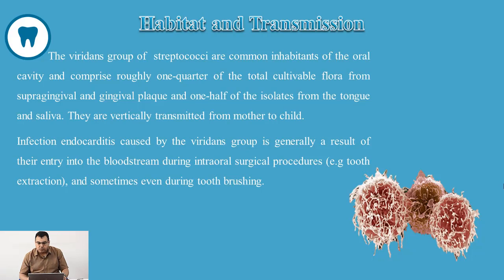Habitat and transmission. The viridans group of streptococci are common inhabitants of the oral cavity and comprise about 1/4 of the total cultivable flora from supragingival and gingival plaque and 1/2 of the isolates from tongue and saliva. They are vertically transmitted from mother to child. Infection: endocarditis caused by the viridans group is generally a result of their entry into the bloodstream during intraoral surgical procedures, for example tooth extraction, and sometimes even during tooth brushing.